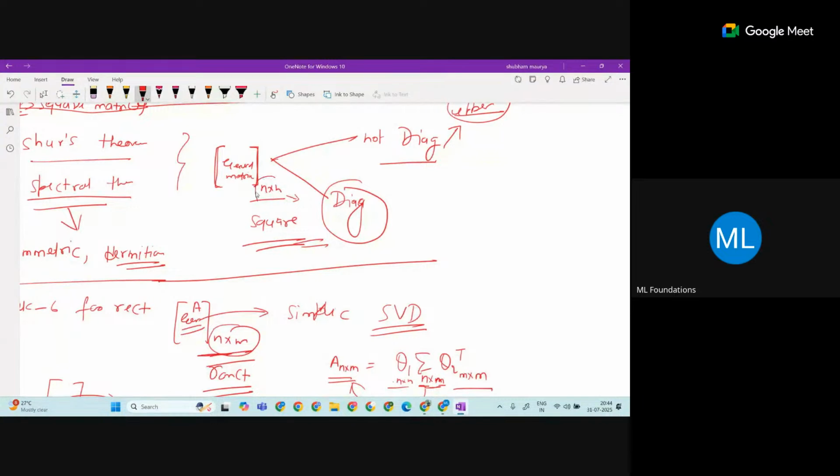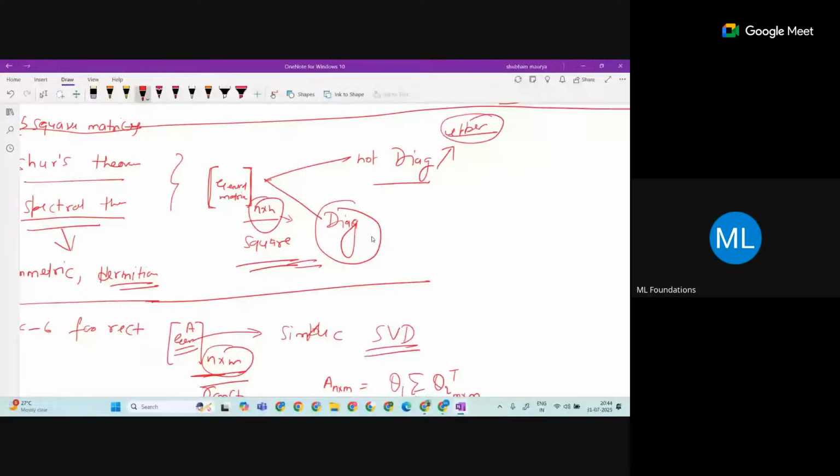If you have this matrix, sometimes it is diagonalizable, sometimes not. We have discussed a lot why it is not diagonalizable: when your eigenvalues are repeated, there is a problem getting that many eigenvectors, and you are not able to form your PDP inverse matrix.